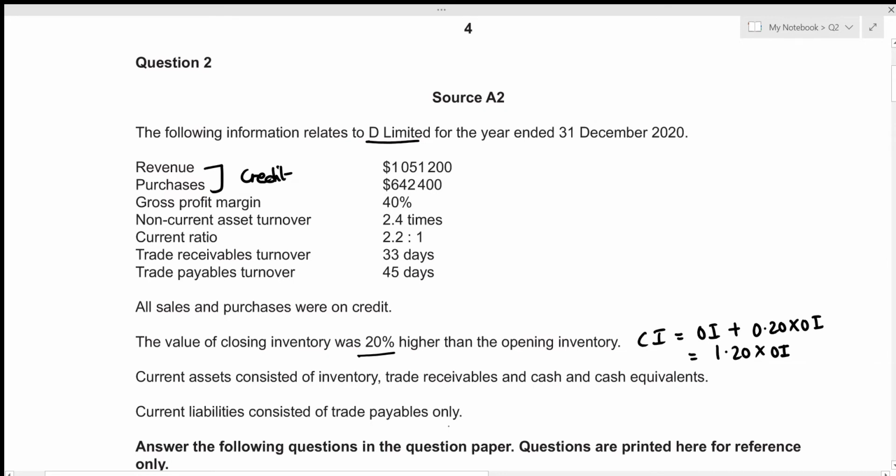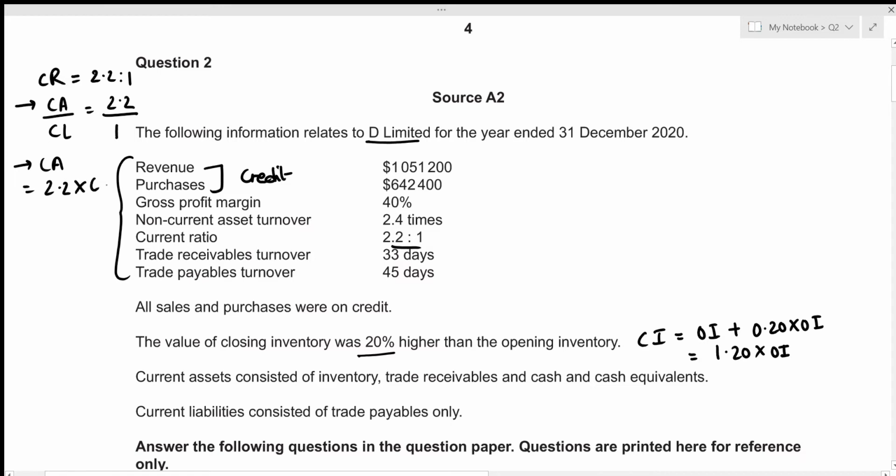First, let's figure out all of the values that we get from this set of information. The first part is the current ratio. The current ratio is 2.2:1, and we know that the current ratio is just the current assets divided by current liabilities. So that's 2.2 times 1. This means that current assets are just going to be 2.2 times the current liabilities. And what we know is that the current liabilities consisted of trade payables only. So we can figure out our trade payables from trade payables turnover.